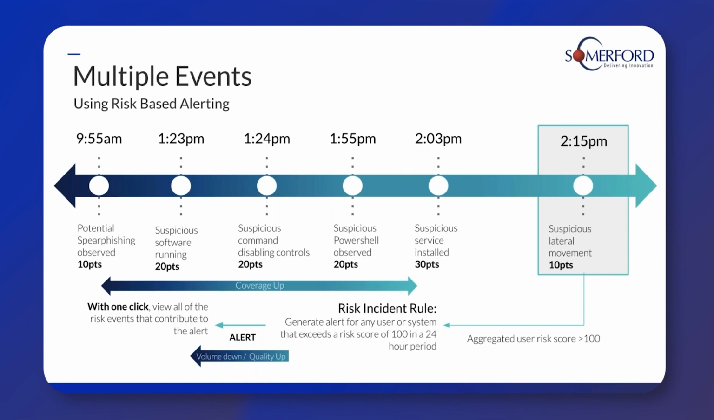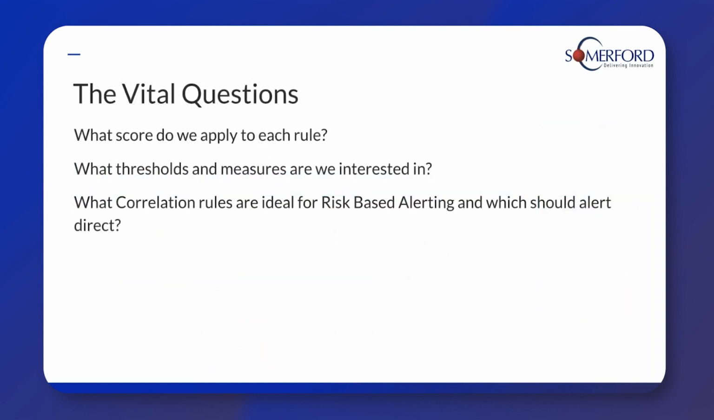So this is how it works. So that's great. So what are the most important things to rethink, right? We obviously need to think about what score we need to apply to each rule. We need to think about what thresholds or measures we're interested in. Now, this isn't always just a score threshold, right? It doesn't have to be 100 points, and I'll show you in the demo. In fact, there are other ways of doing it.